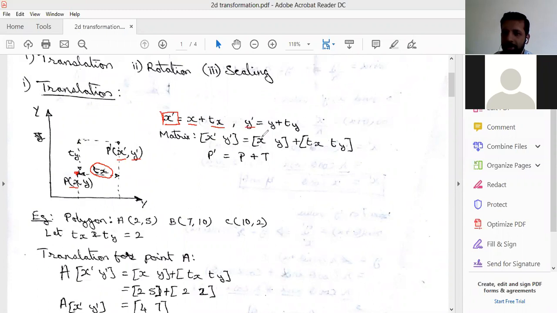Y dash is equal to the initial y value plus the translation in y direction. By how much it should be moving in y direction is the ty value. So adding this initial value plus the translation in y direction will give the new y coordinate value.